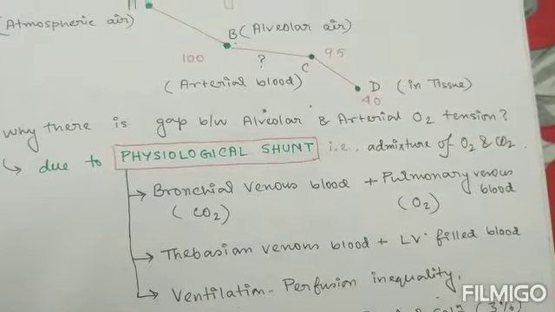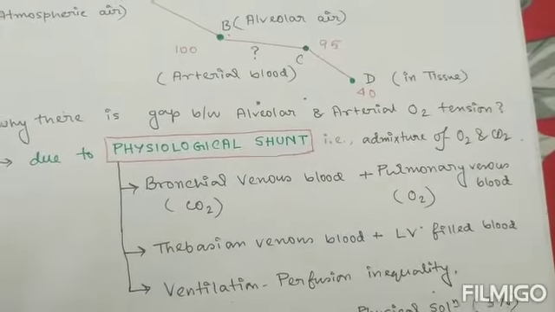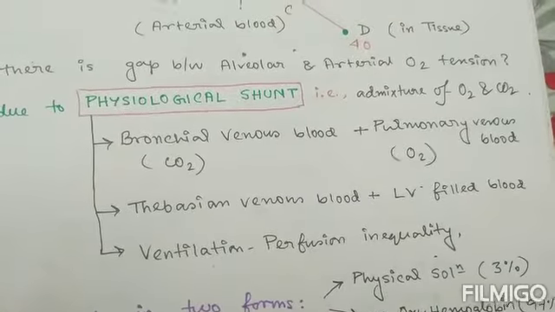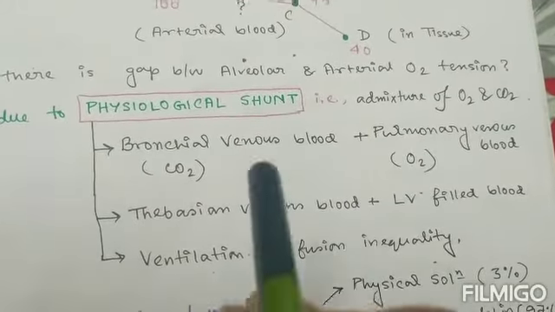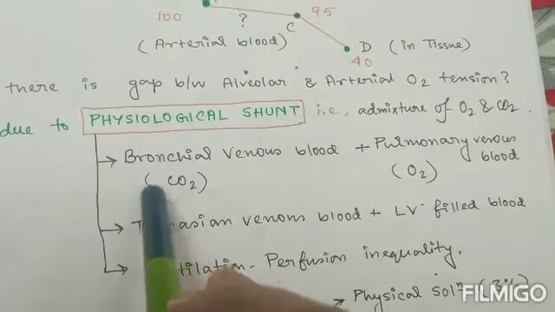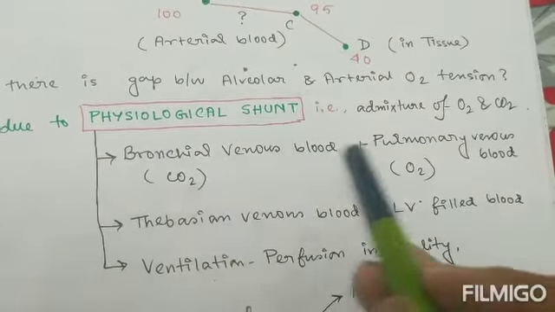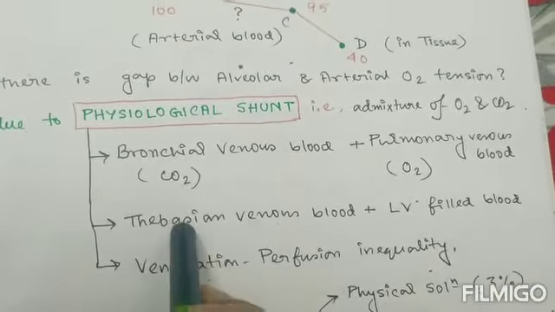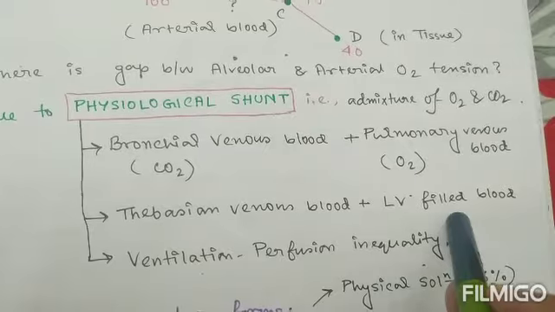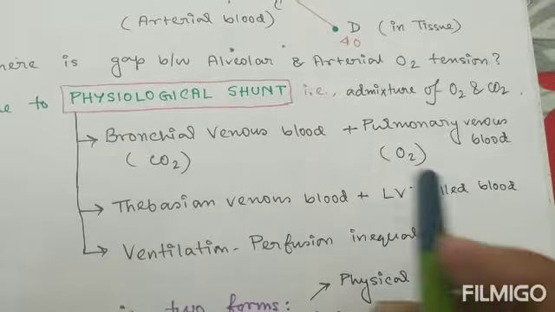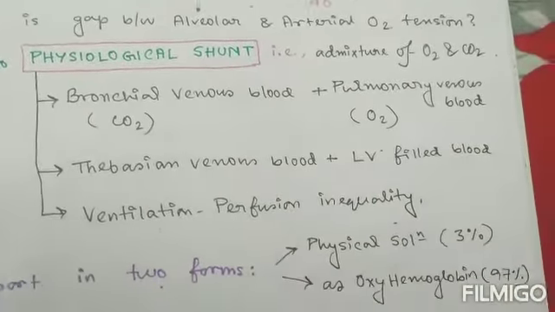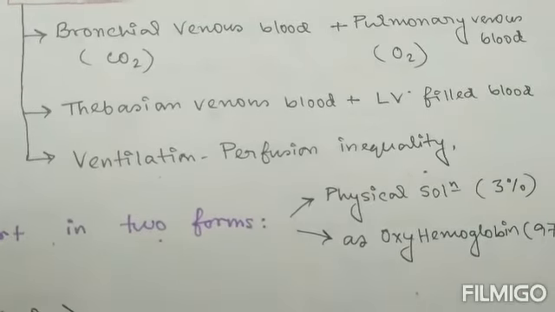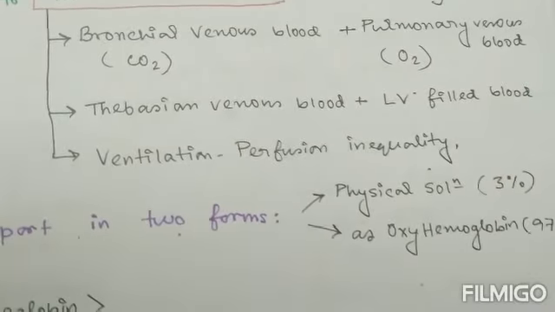This is due to the physiological shunt, and shunt means admixture of oxygenated and carbon dioxide blood. So there are a few sites where oxygenated and carbon dioxide blood get mixed, and these sites are like bronchial venous blood, which is carbon dioxide mixed blood, gets mixed with the oxygenated pulmonary venous blood. Similarly, Thebesian venous blood gets mixed with the left ventricular blood, which is oxygenated, because Thebesian blood drains into the left ventricle directly. And there is some ventilation perfusion inequality from top to bottom of the lung.